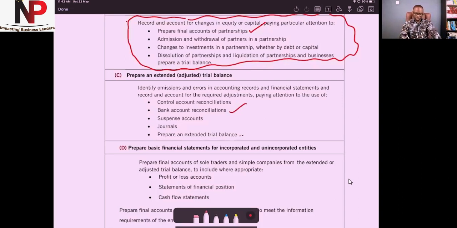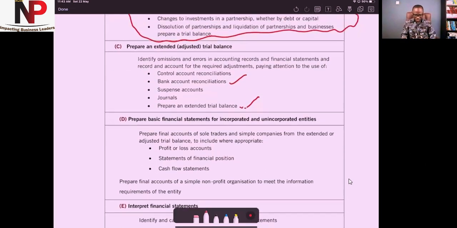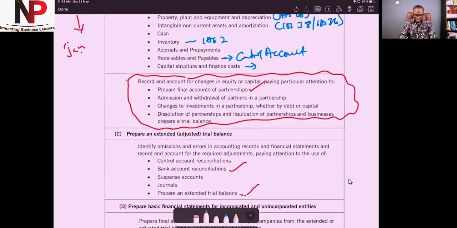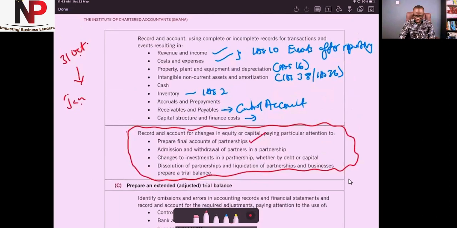We'll prepare a trial balance, because at the end of the day, we're going to be collecting the transactions. We're going to be recording the transactions. We're going to be classifying the transactions. We're going to be summarizing the transactions. We're going to be preparing the financial statements and all of those things in that case. So that is also something that we need to understand when we are dealing with that issue.